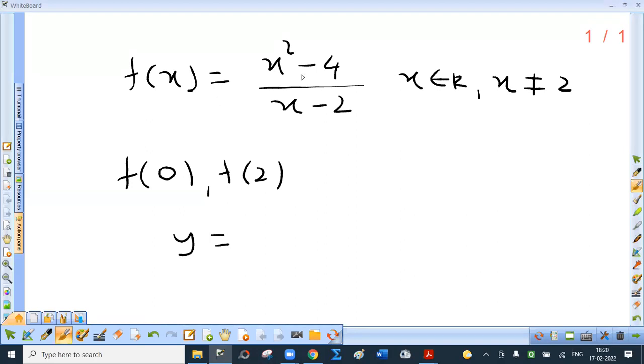What are the factors of x square minus 4? x minus 2, x plus 2. x minus 2 gets cancelled. So x plus 2. Why can we cancel x minus 2? Because x is not equal to 2.